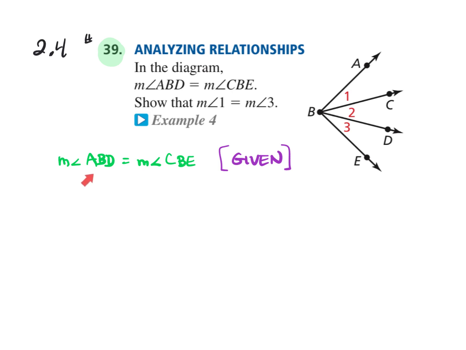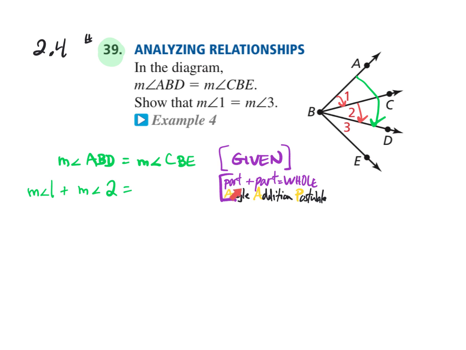Since this angle was comprised of angle 1 and 2, then we've got the idea of part plus part equals the whole. The measure of angle 1 plus the measure of angle 2 is equal to the measure of angle ABD. When we give a reason, you're welcome to just say part plus part equals whole. The book calls this the addition postulate. In this case, there are angles, so the angle addition postulate.